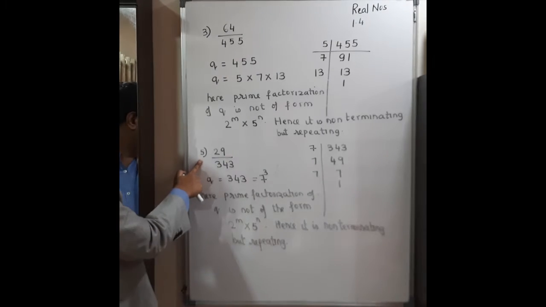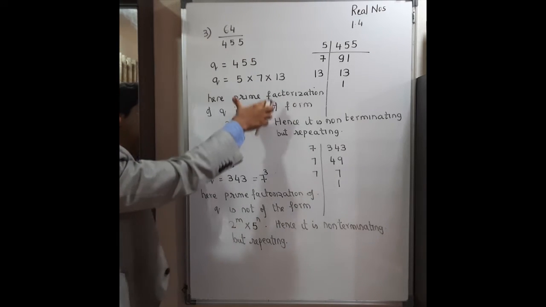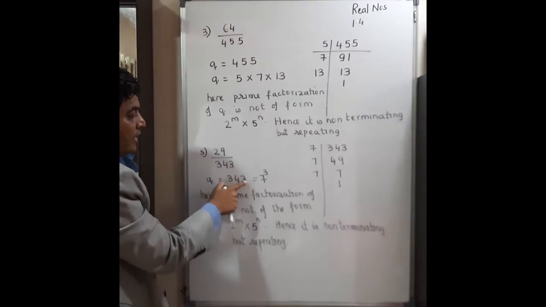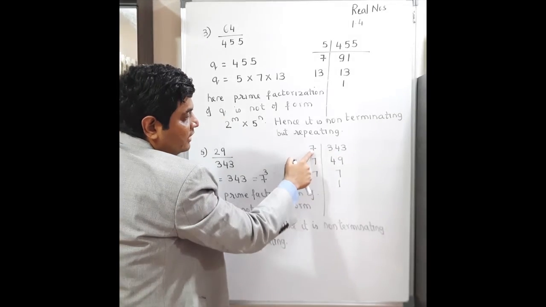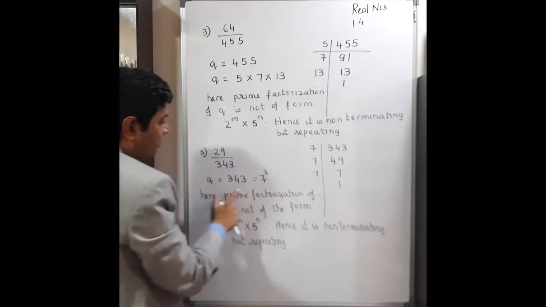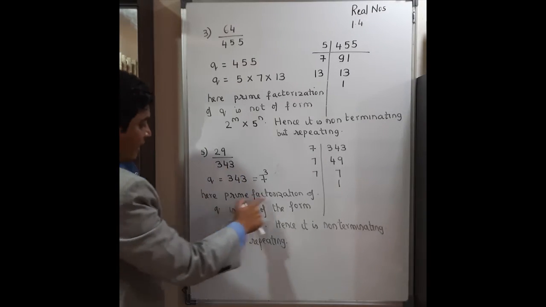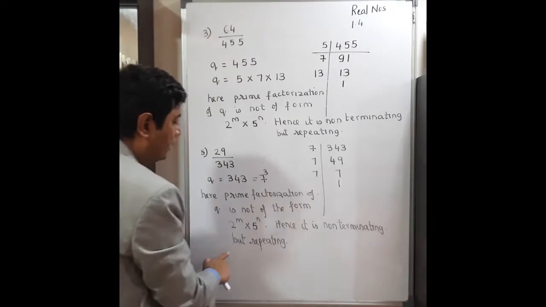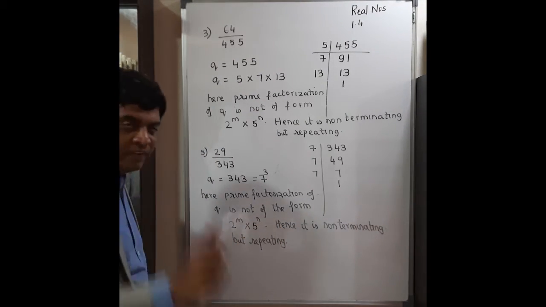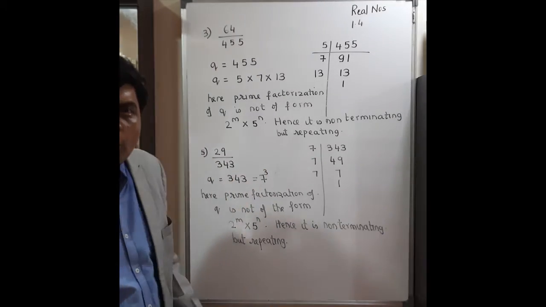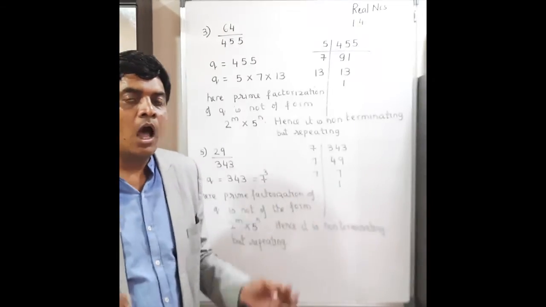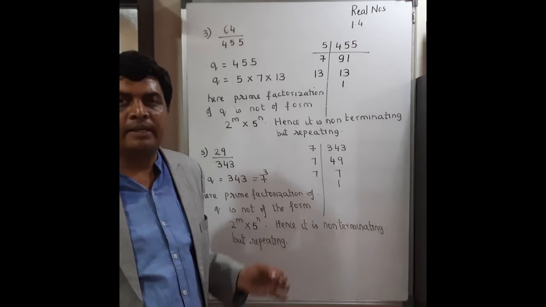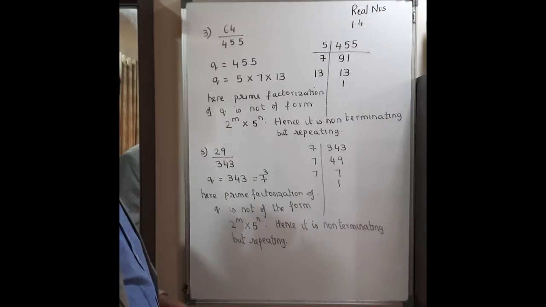Look at the fifth question also. So what I have done, I am compiling all similar type of questions together. Fifth question, 29 upon 343. Your q is 343. Prime factorization of 343 is 7, 49, 7, 7, 7, 1, which is 7 raised to 3. Here prime factorization of q is not of the form 2 raised to m into 5 raised to n. Hence, it is non-terminating but repeating. If in the prime factorization of q, you have any other number other than 2 and 5, it will be non-terminating but repeating. Okay, please note down this sum.